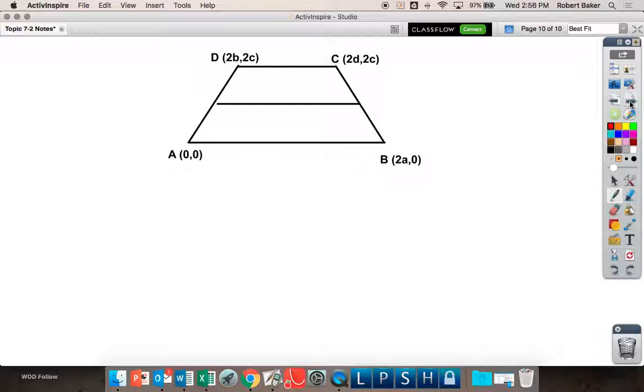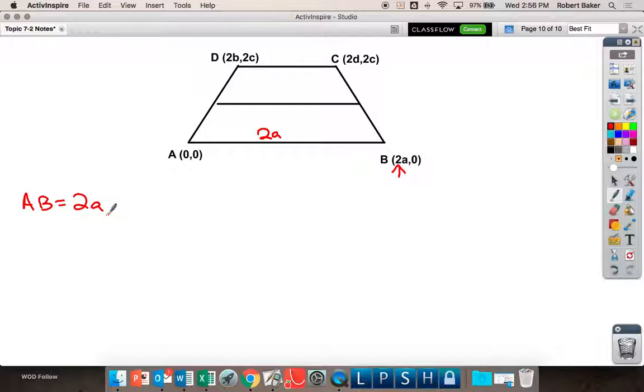The bottom. Okay? How long is the bottom? 2A. It goes over 2A. You could use the distance formula to verify that, but it's much easier just to count over 2A. Cool? So I know right now that AB equals 2A. I have one length established.